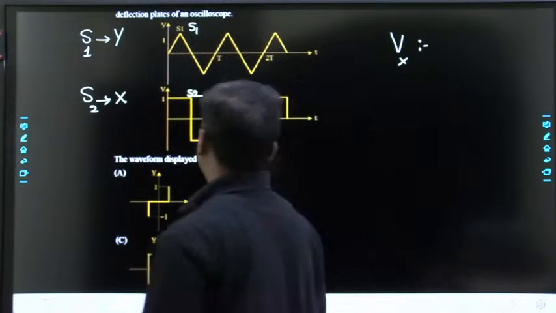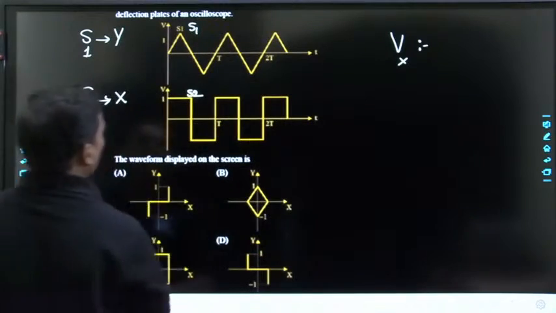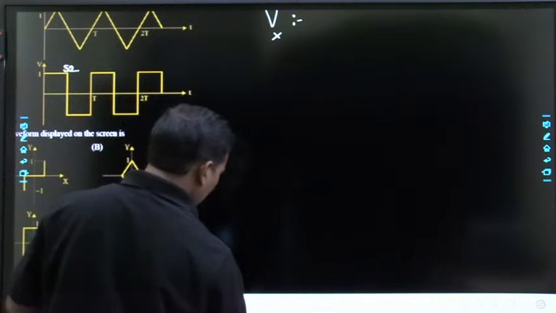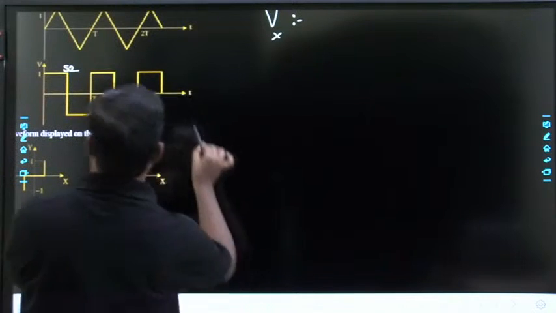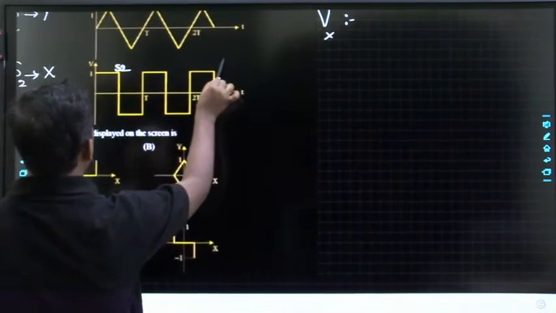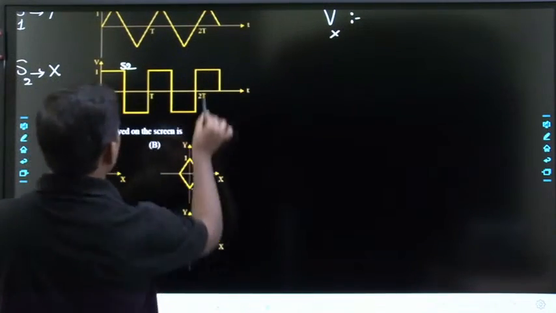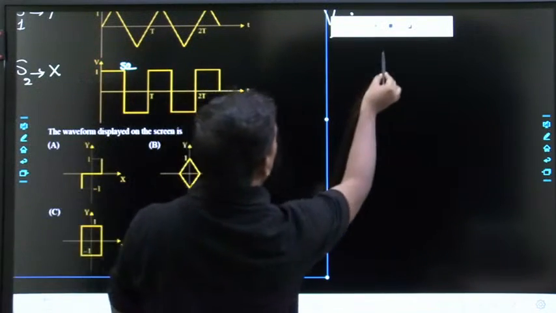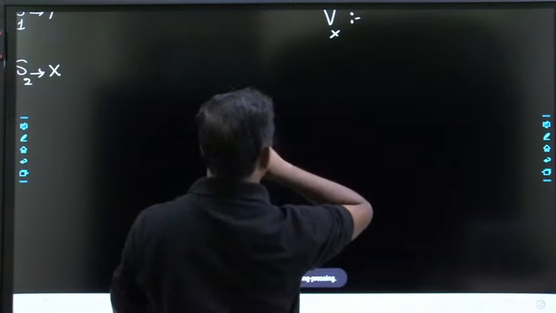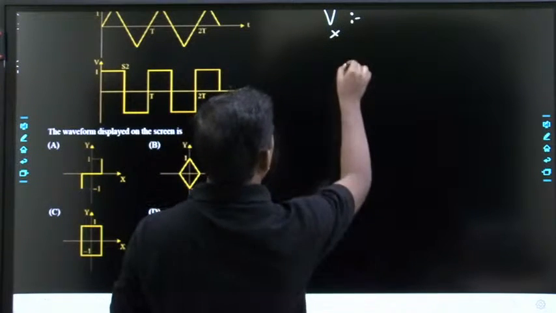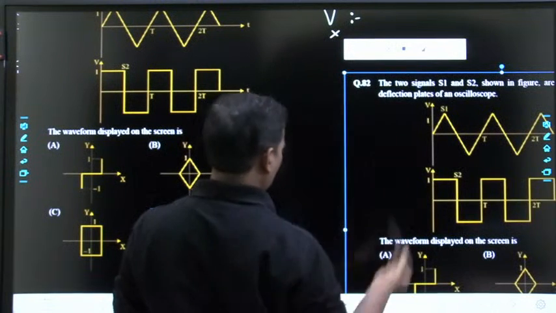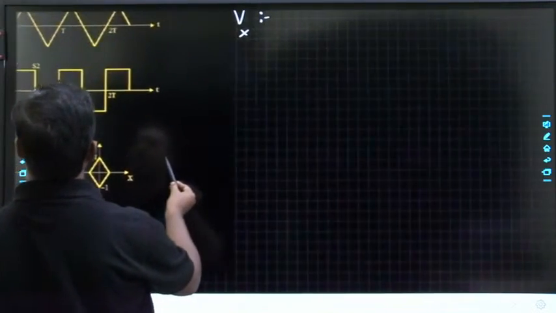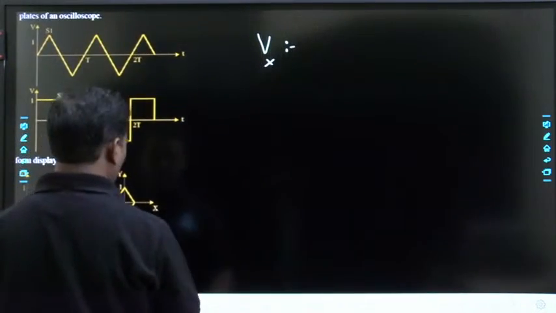Very good. S2. So S2 has to be first, dear student. So first, to draw this particular waveform, let us try whether it will cut or not. I think it won't cut. Let us try. Again the same waveform is coming. Okay, I will do one thing. Better I will draw it. So S2 is the waveform connected to the X horizontal plates.